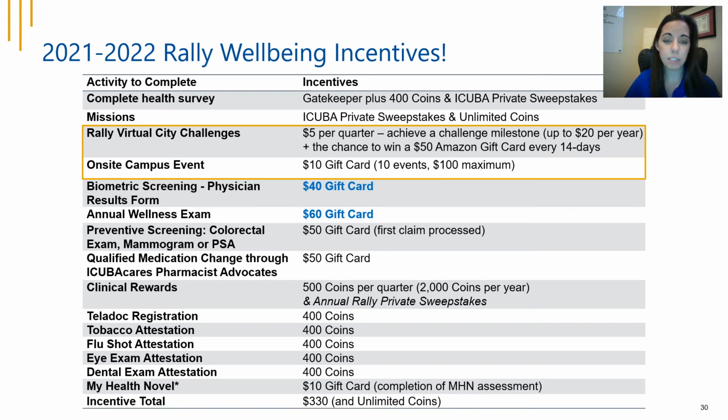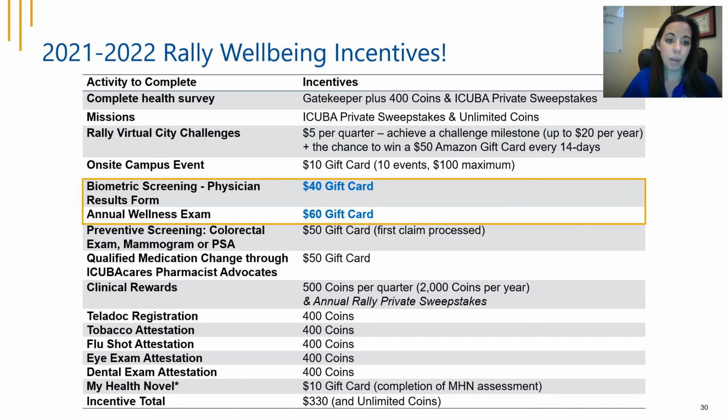With the on-site campus events, those are increasing this year to up to 10 on-site events. So watch from your benefits department on-site or on campus for those campus events. That information will be coming to you, and those events will be offered throughout the year. So up to 10 events totaling $100.